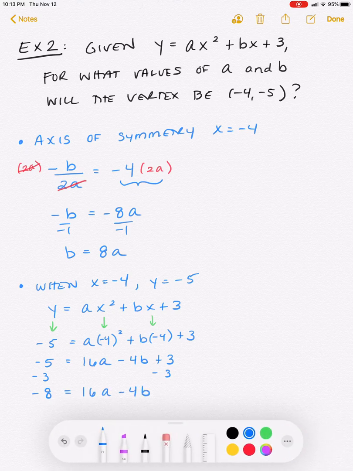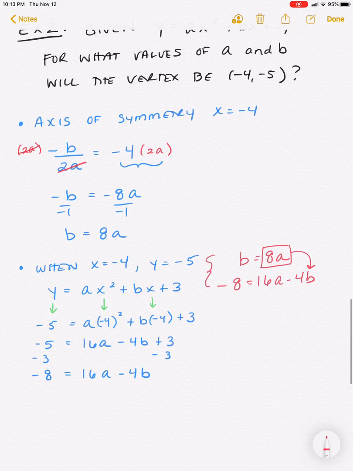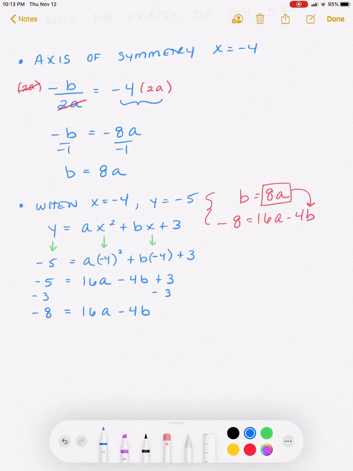Well, now what I basically have is a system of equations. I have b equals 8a, and I have this equation, -8 equals 16a minus 4b, and I can use substitution and elimination. Well, since I already have the b that's solved for, I think what we could do pretty easily is substitute the 8a in for this b. So let's see what this is going to look like. We come down here, I'm going to say -8 equals 16a minus 4, but let's replace the b right here and let's substitute in 8a.